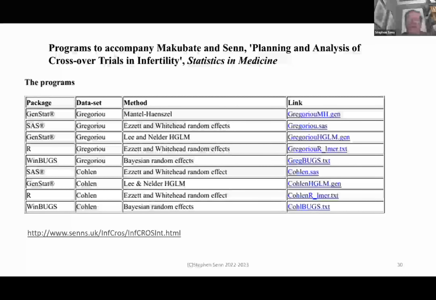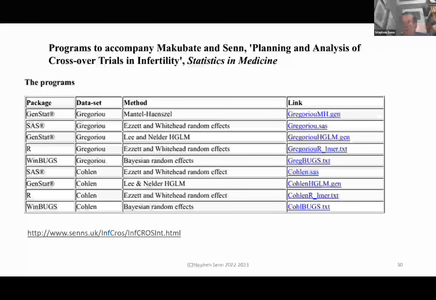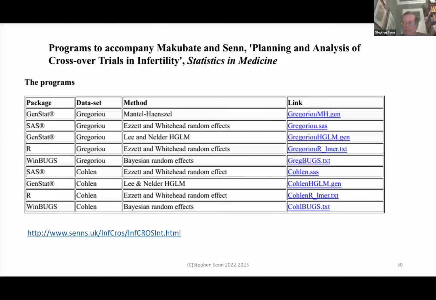Here, by the way, are some programs to accompany the Mcnaughton and Senn paper. If you have a look, the URL for the particular page is given at the bottom of this slide, and these are some analyses in various packages. I haven't looked at them for a while. I hope they still all work.